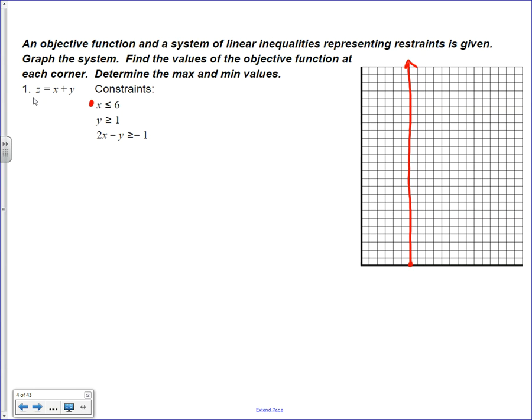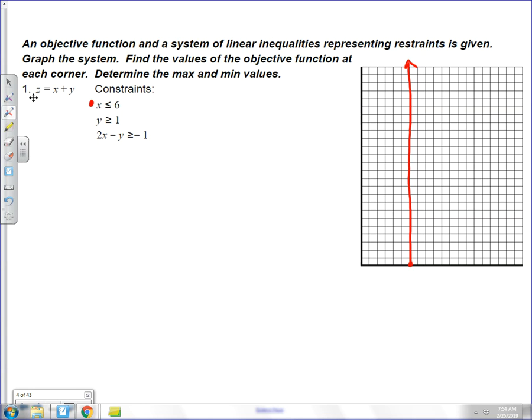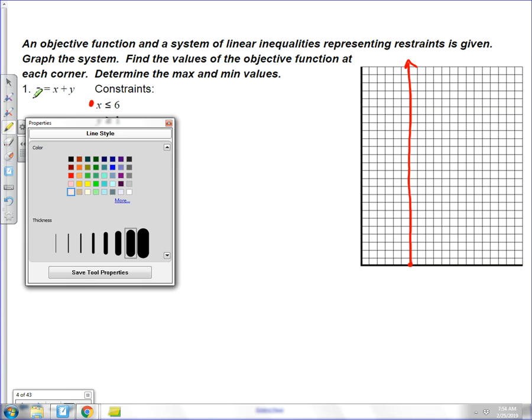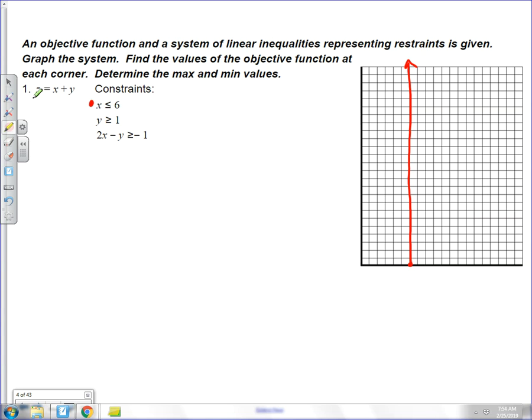Now, it says less than 6, so we need to do some shading on here. If I'm going to shade the things that are less than 6, normally we say above or below, but here we have to go left and right. And this would be the things that are less than 6. And I would highly suggest you shade that very lightly. All right, let's do the next one.